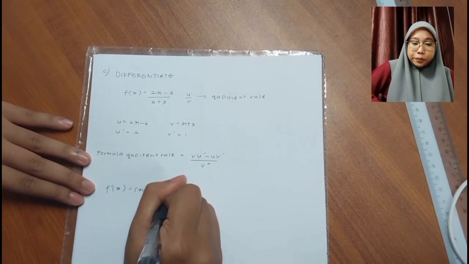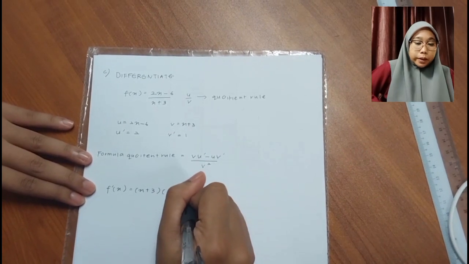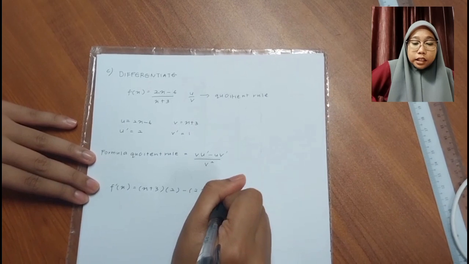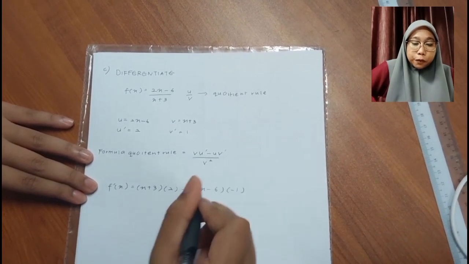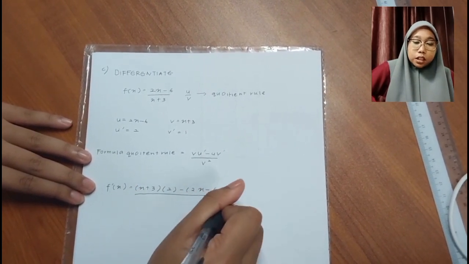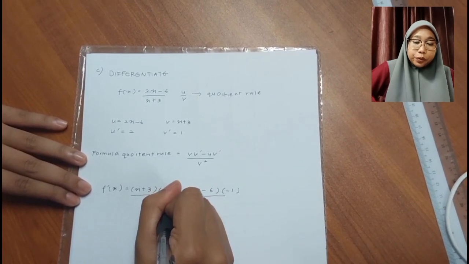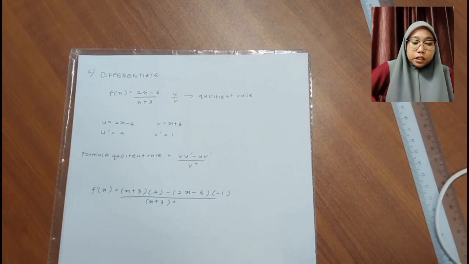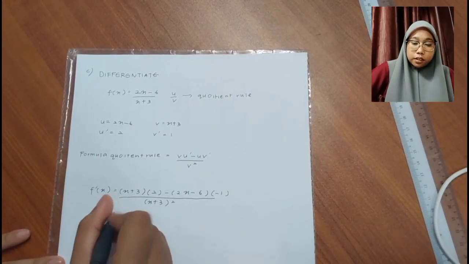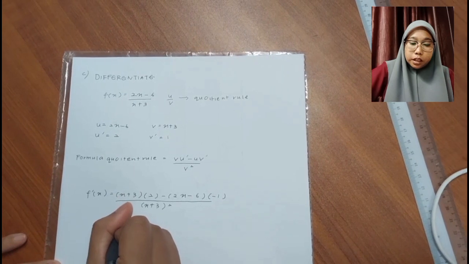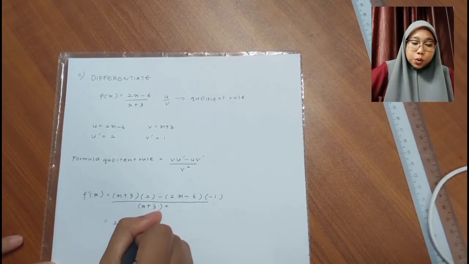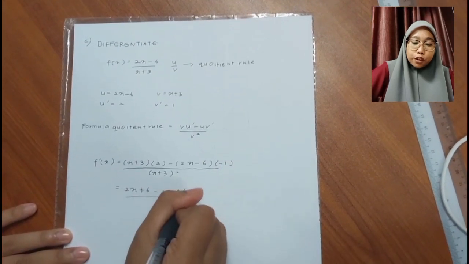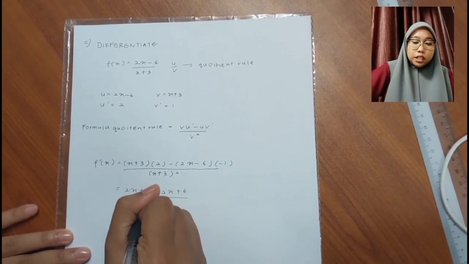f prime of x equals open bracket x plus 3 close bracket multiplied by 2, minus open bracket 2x minus 6 close bracket multiplied by 1, over x plus 3 squared. The answer is 2x plus 6 minus 2x plus 6 over x plus 3 squared.